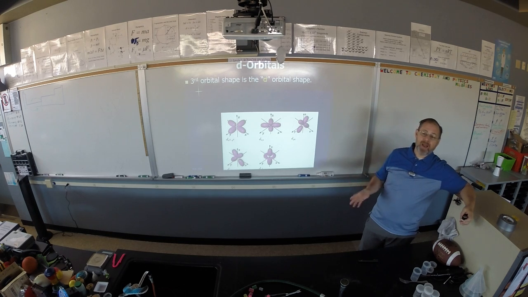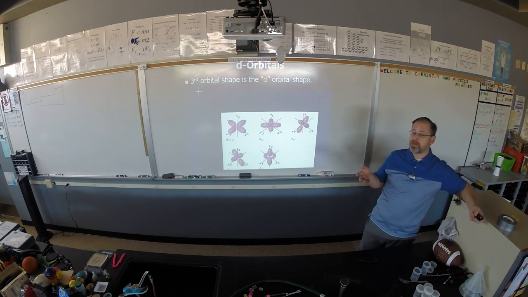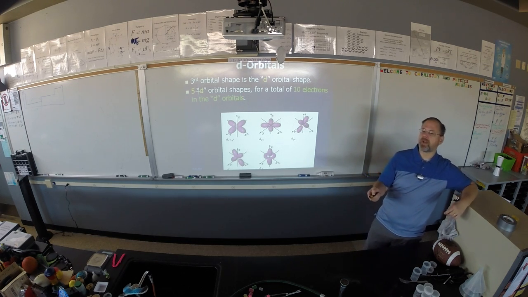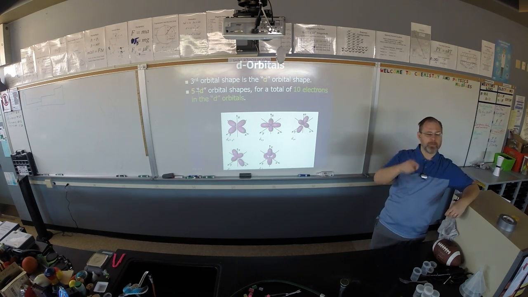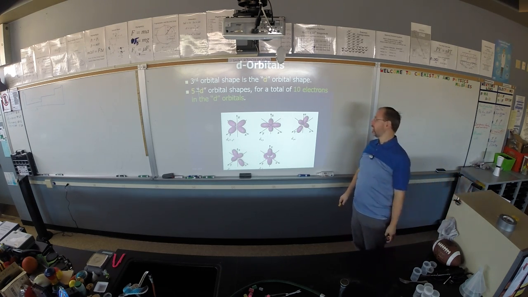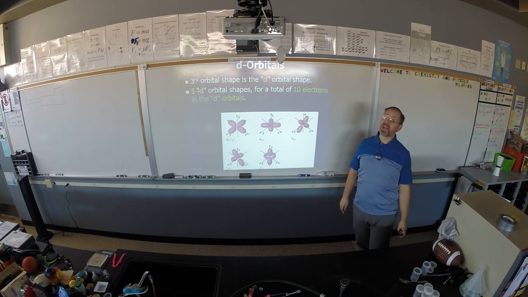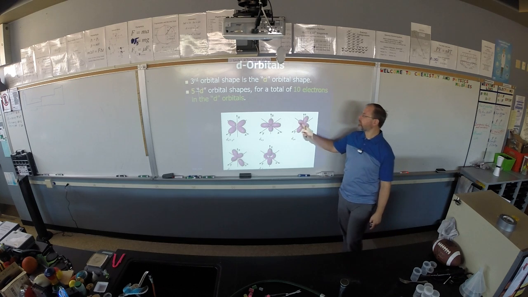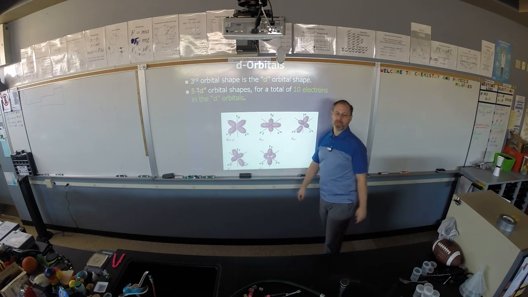5 times 2 is usually 10. So it is no coincidence that the next block on the periodic table is 1, 2, 3, 4, 5, 6, 7, 8, 9, 10 atoms across. Where did the 5 come from? There are 5 types of d orbitals. So an electron can choose to be in any one of these 5 types of orbitals, and that's how it works.